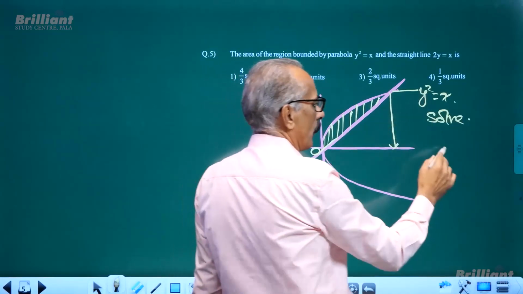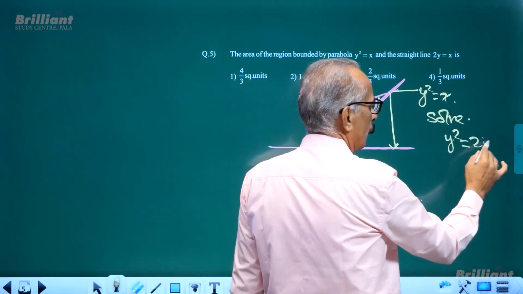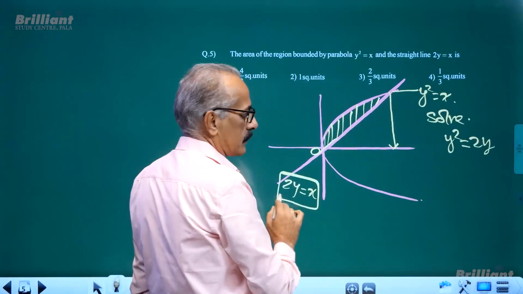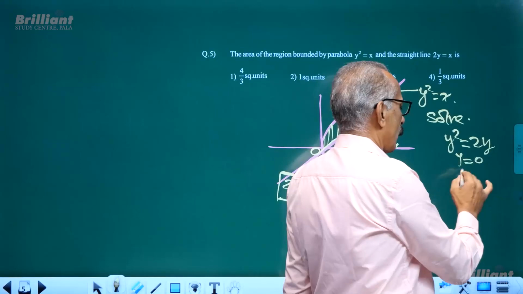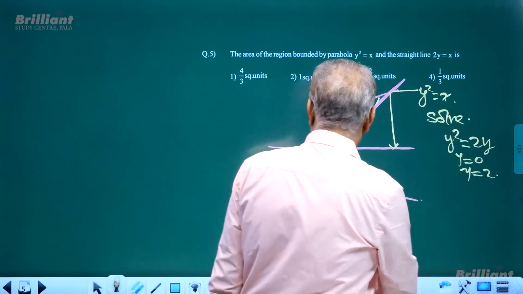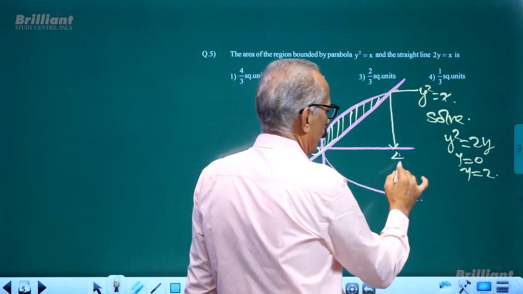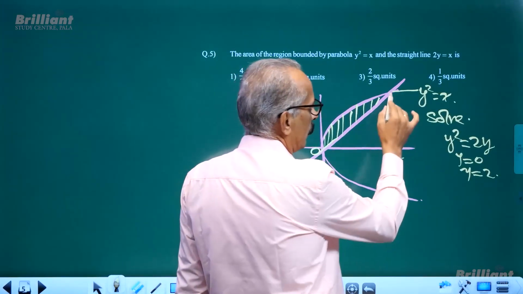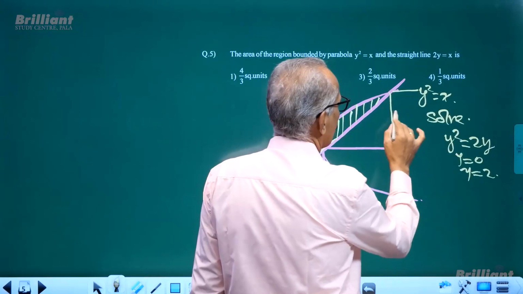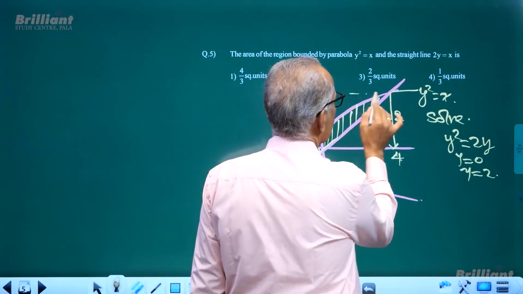Here x is equal to 2y, so y squared is equal to 2y, where I replace x. Therefore, y equal to 0 or y equal to 2. When y equal to 2, what is x? x is 4. So this is 0, this is 4, and this line is y equal to 2.